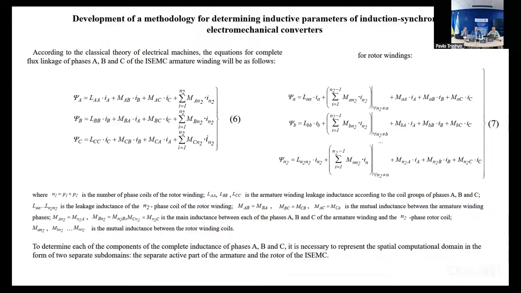To determine each of the components of the complete inductances of phases A, B, and C, it is necessary to represent the computational domain in the form of two separate subdomains: the separate active part of the armature and the rotor of the electromechanical converter.